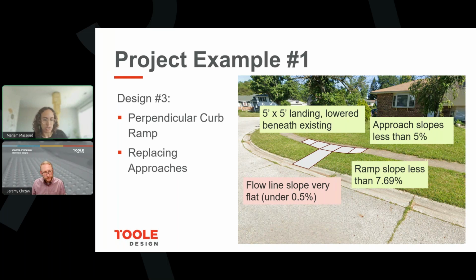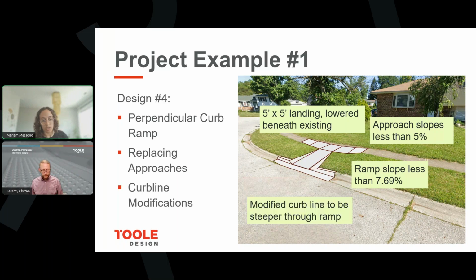And then the only issue with this was that the flow line was really flat, so we were concerned about ponding. One thing that we considered but ended up not doing, on the next slide, we considered modifying the profile of the gutter to make it a bit steeper through the ramp. But that would result in making the gutter shallower away from the ramp. So we ultimately did not decide to do that.